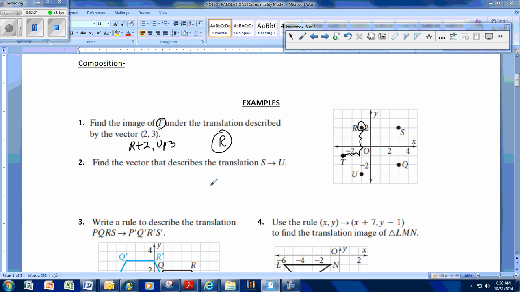Next, we're going to write a rule. We're going to start at S and go down to U. So here's S, here's U. To get from S to U, we're going to go left 1, 2, 3, 4. So that would be -4 for the first number, and then we're going to go down 1, 2, 3, 4, 5, so -5. That would be our translation rule from S to U.